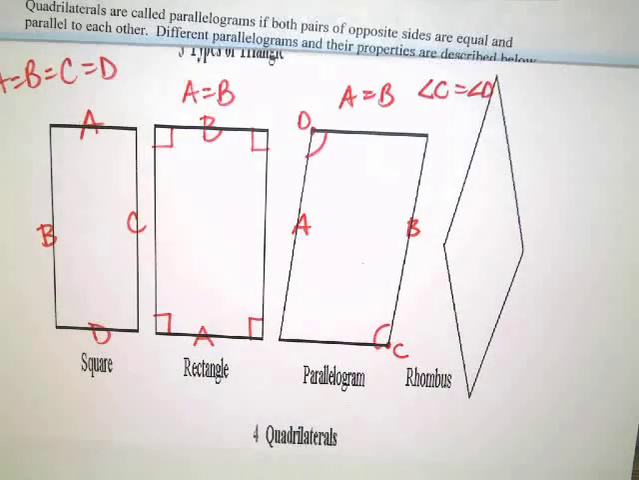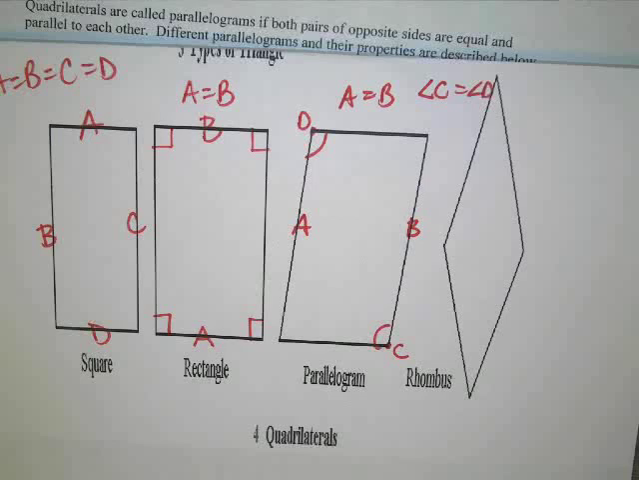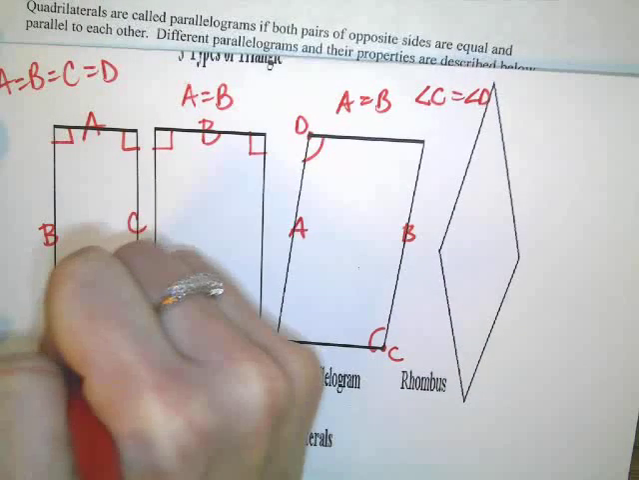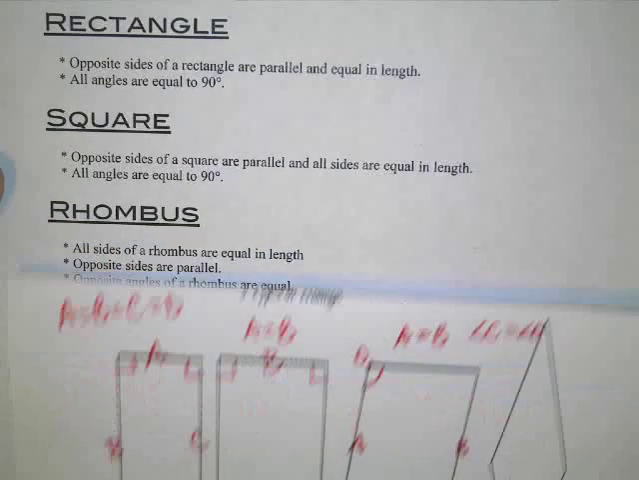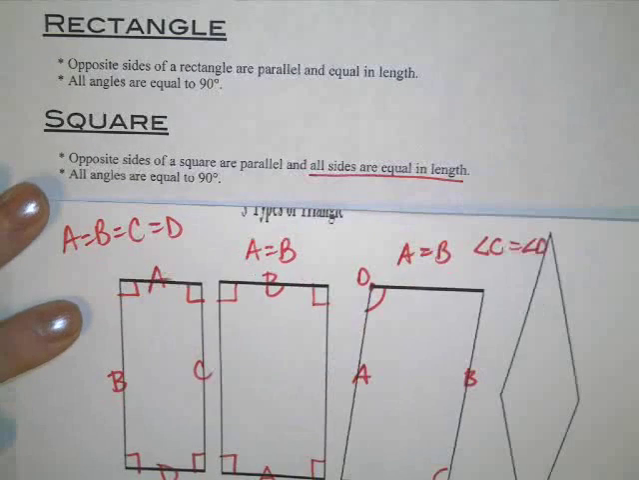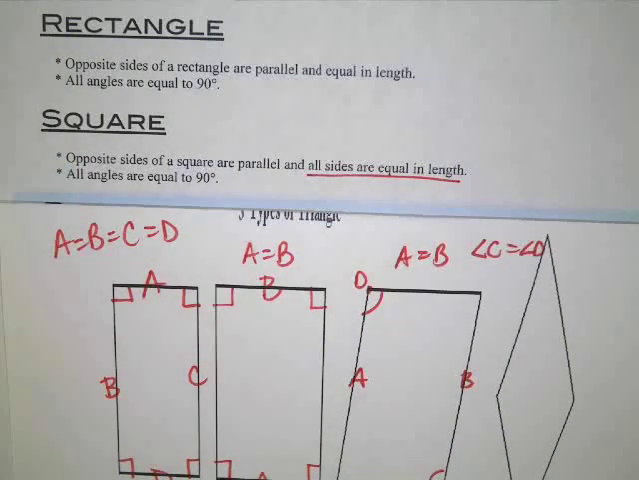What else do we know about a square? That is not a square because, well, I know, it's because I can't draw. I couldn't get it to draw. What else do we know about a square? Everything is a 90 degree. So, a square: all sides are equal in length, and all angles are equal to 90 degrees.